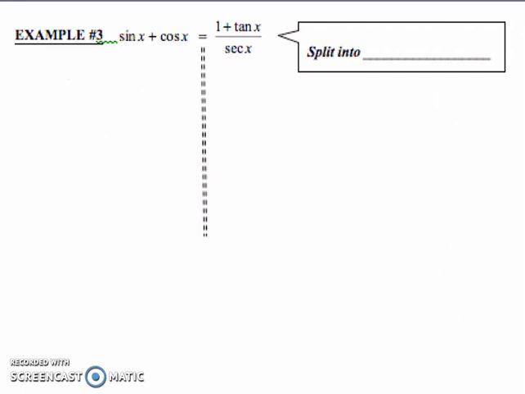All right, let's take a look at example number 3. This one's a little bit different. In this one, my right side is actually more complicated than my left side.